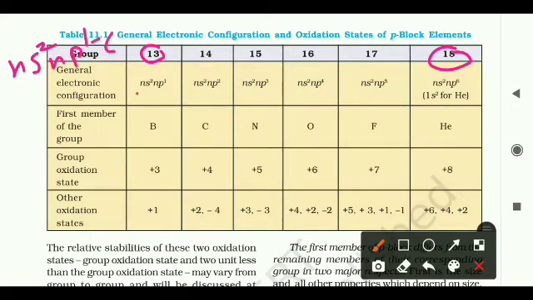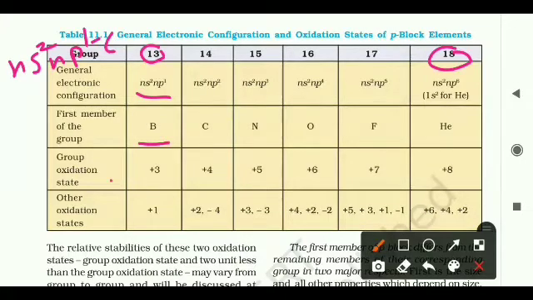ns2np1 to 6. So for group 13 elements the electronic configuration must be ns2np1. The p orbital will start from one electron and it will end with the 6th electron. So for group 13 elements the general electronic configuration will be ns2np1, and the first member is boron, as we have already checked.